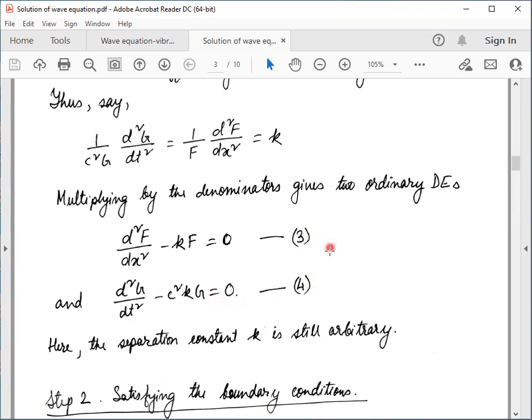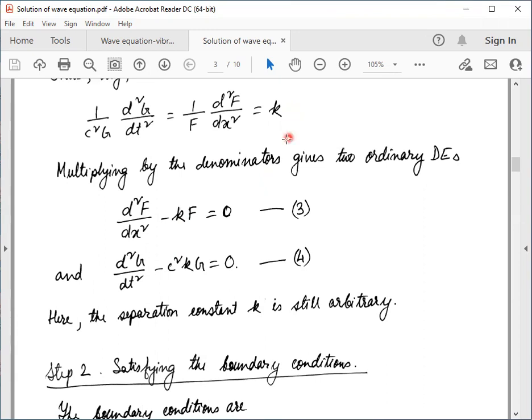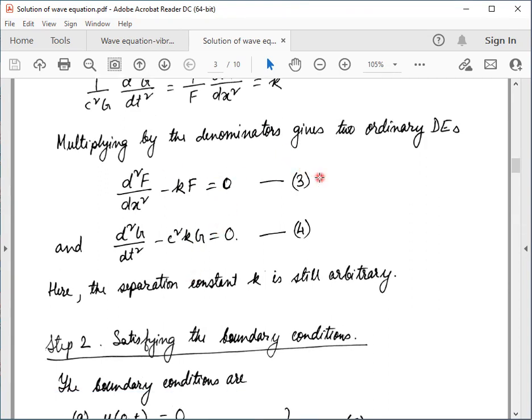So these are equations 3 and 4. Starting with the wave equation, we have now obtained two ordinary differential equations which are labeled by equation number 3 and equation number 4. Here the separation constant k is still arbitrary. Now we are going to find solutions of equations 3 and 4 which satisfy the boundary conditions.